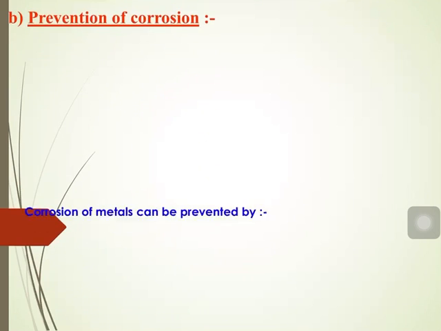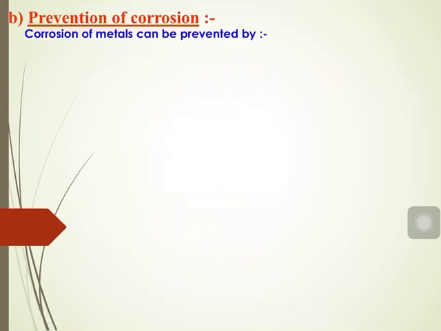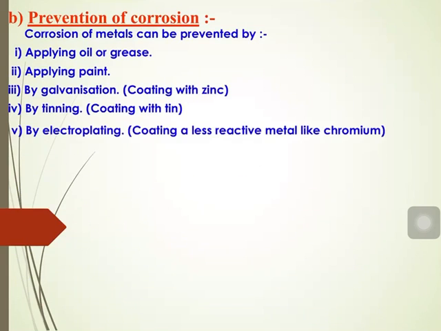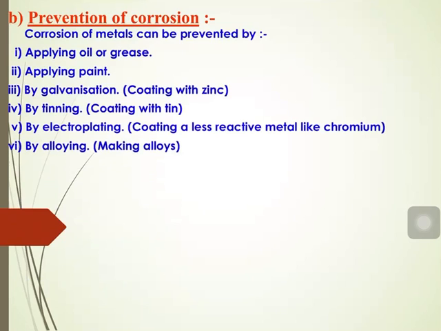Next is the prevention of corrosion. How you can prevent that, you all know. Corrosion of metal can be prevented by applying oil and grease, applying paint, by galvanizing, that means coating with zinc. You have seen the handles and rims of the cycle. By tinning, coating with tin. Electroplating, by making use of electricity, by anodizing. Next is by alloying, making alloys, a mixture of different metals. We'll read about it in the next slides.